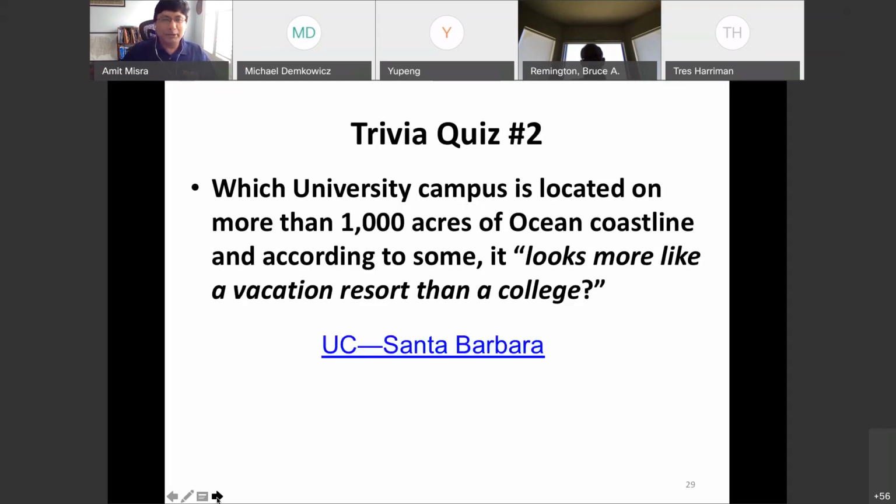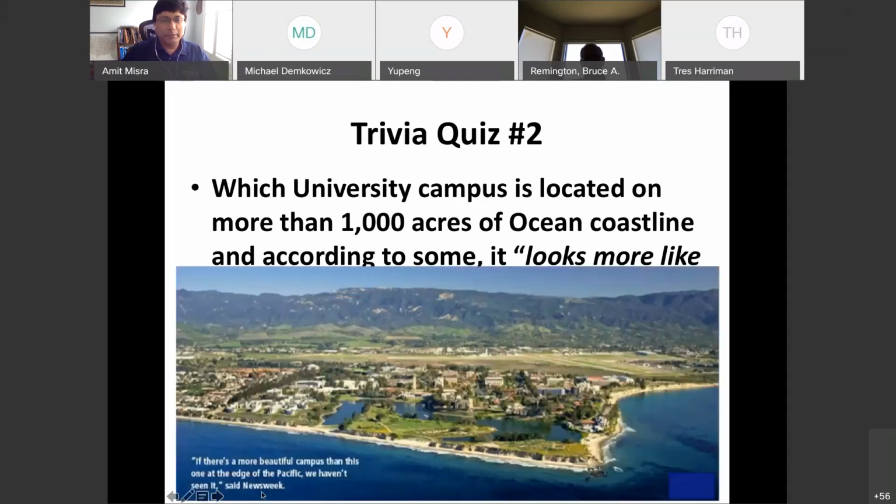A lot of people got it. That's the correct answer. This is what Newsweek said about it: if there is a more beautiful campus than this one at the edge of the Pacific, we haven't seen it. There probably are some people from UCSB on this call. If they are not, then you know where they are. They are probably on the beach.